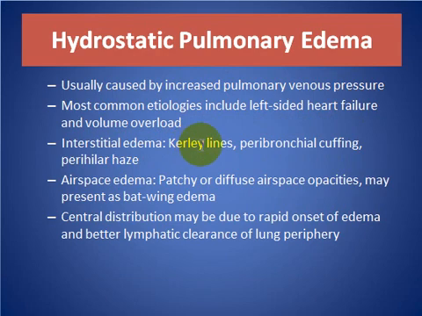Interstitial edema appears as Kerley A, B and C lines, peribronchial cuffing, and perihilar haze. Airspace edema: patchy or diffuse airspace opacities may be present as bat wing edema. Central distribution may be due to rapid onset of the edema and better lymphatic clearance of the lung periphery.